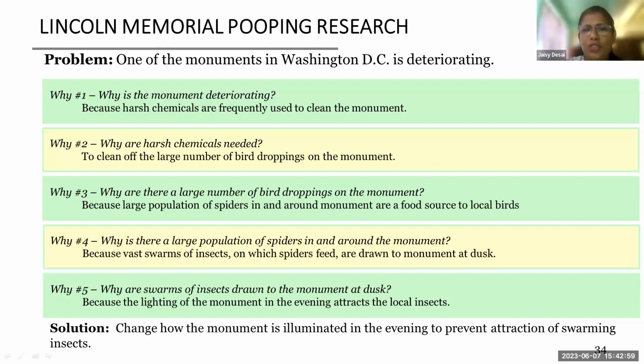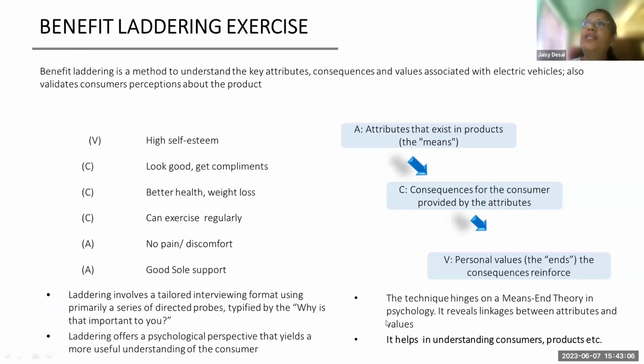So why am I showing you this kind of questioning? Because in qualitative, we use this whole technique called benefit laddering. And while the Lincoln Memorial questioning was much easier, in benefit laddering, what we do is ask the question why from the start. Let's say the customer is talking of a good sole support in a shoe. Why is it important? And then you lead it up to a value.